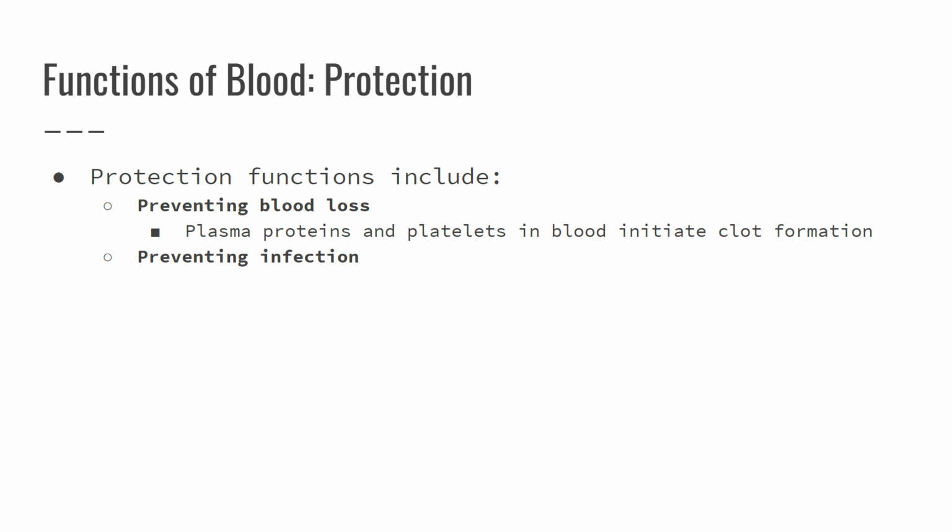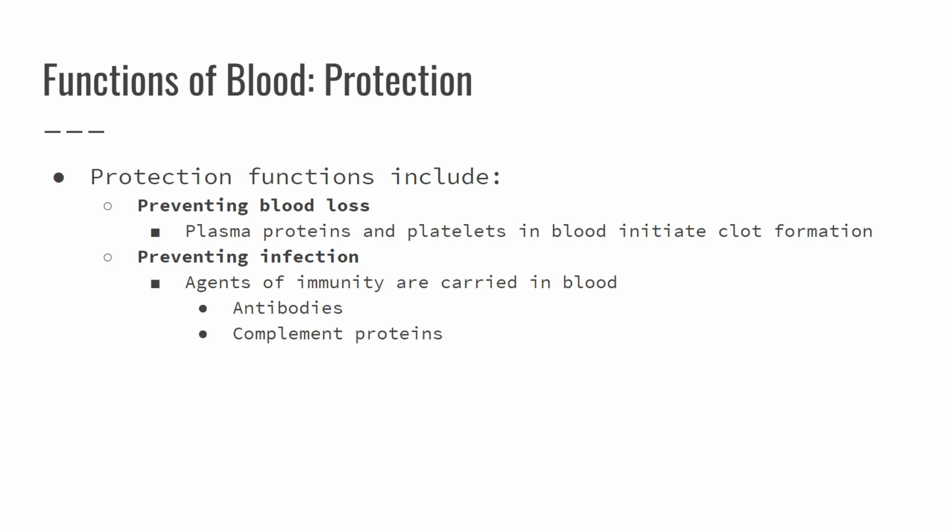And then it also prevents infection. Our immune system pretty much lives in our bloodstream, including antibodies, complement proteins, and white blood cells. We will talk more about antibodies and complement proteins in our immune system chapter.